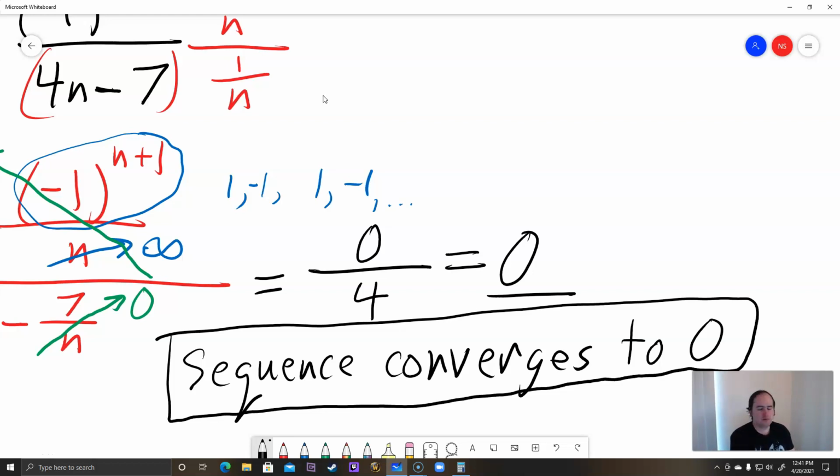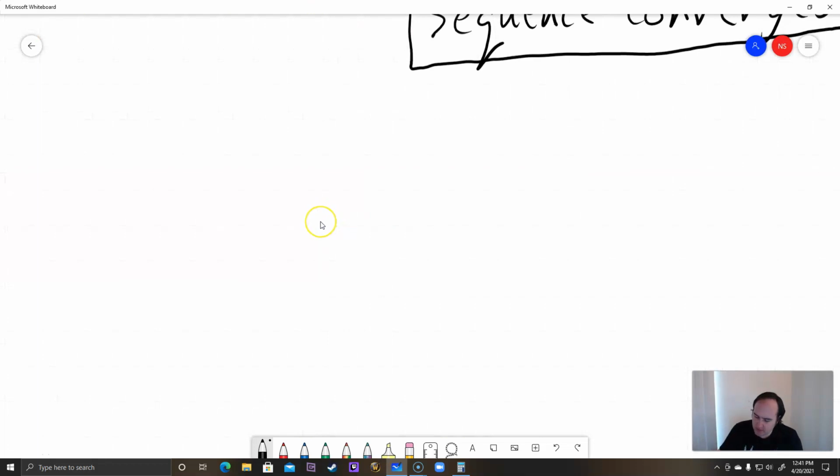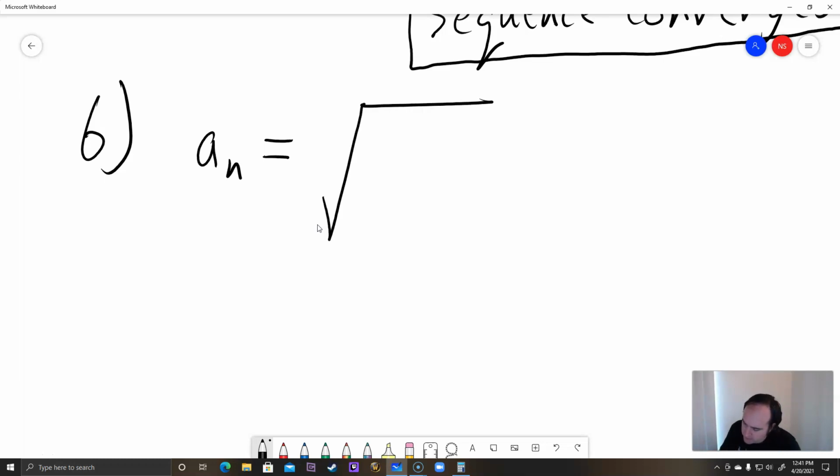So I just wanted to do 2 or 3 more examples, just to make sure you're good for your homework. So for example number 6, we're going to take a look at a sub n equals the square root of 4n over n plus 9.